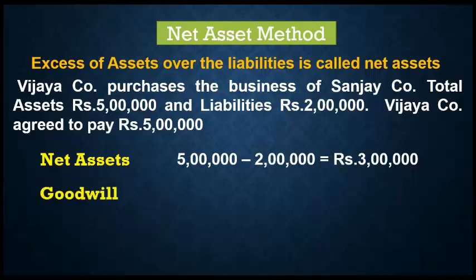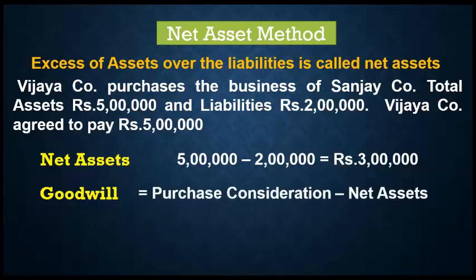Now you have to calculate the goodwill. The purchase consideration minus net asset. This is the formula to calculate the goodwill under net asset method. Goodwill is equal to purchase consideration minus net assets. Okay, now we calculate the goodwill of Sanjay Company Limited.